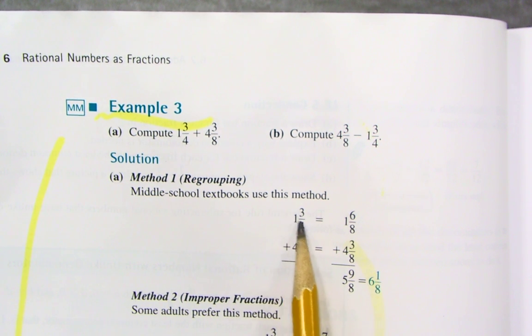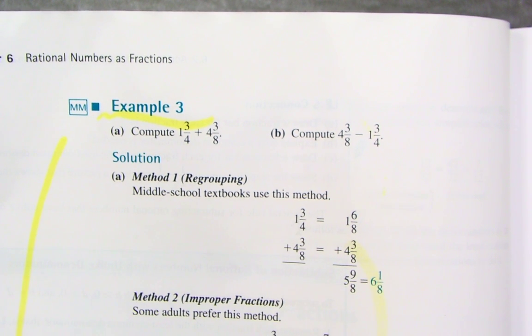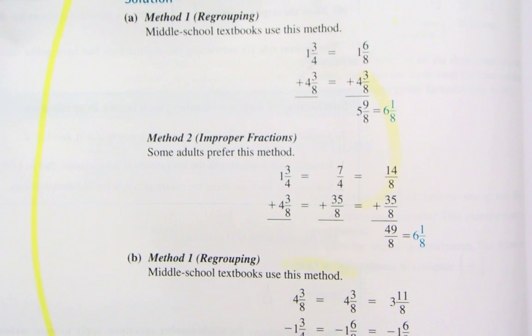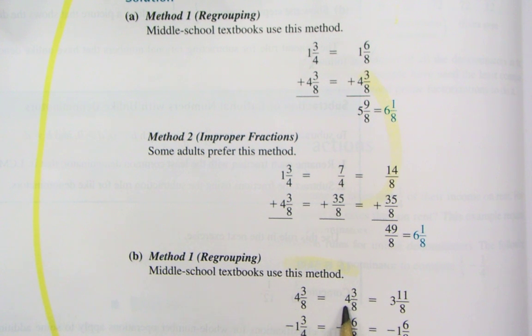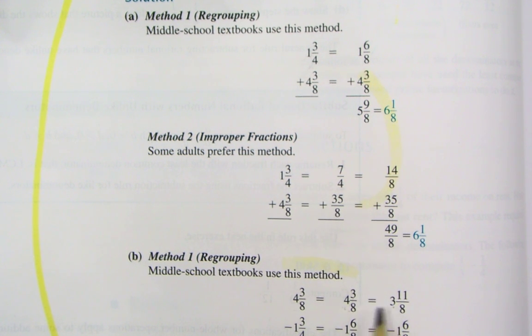Then you might need to borrow from the whole number, okay? Or make them both improper fractions, okay? Here's a better example of the regrouping method, where 3/8 isn't big enough to take away 6/8, so we've got to borrow 1 from the 4 and make it a 3 and add 8/8 to 3/8.